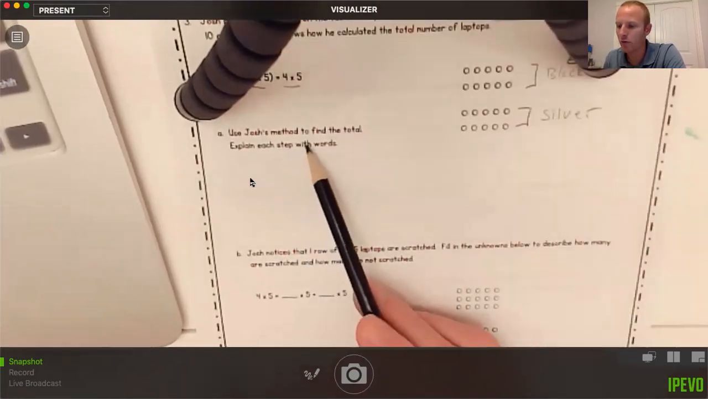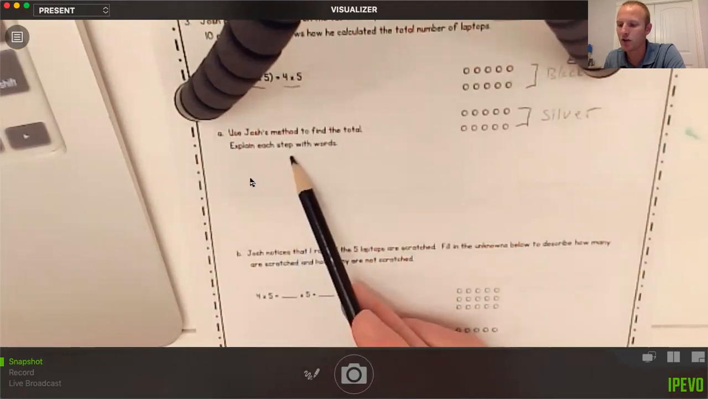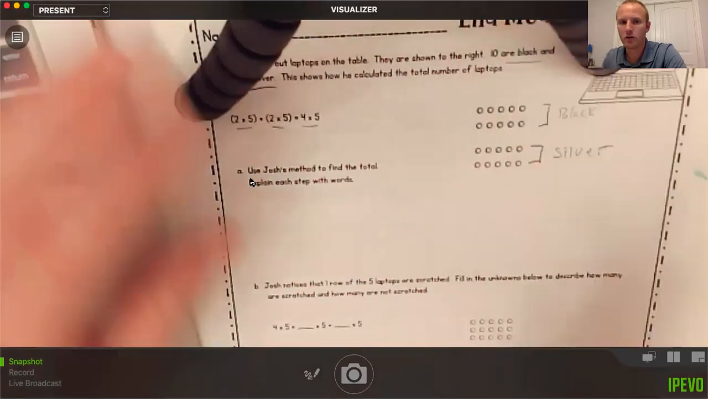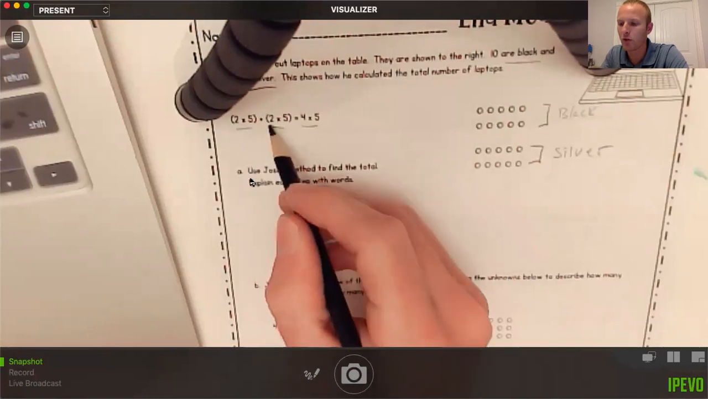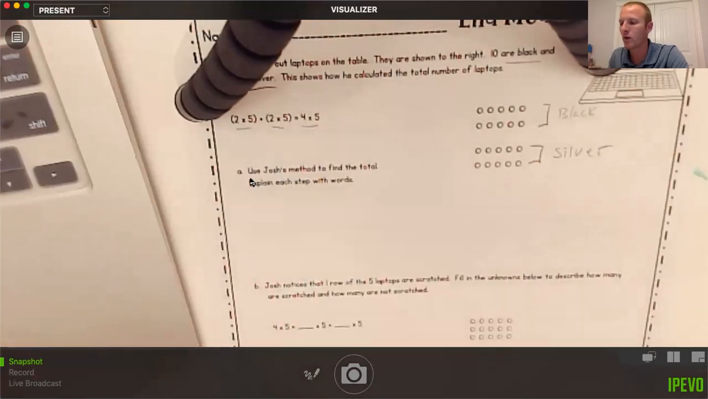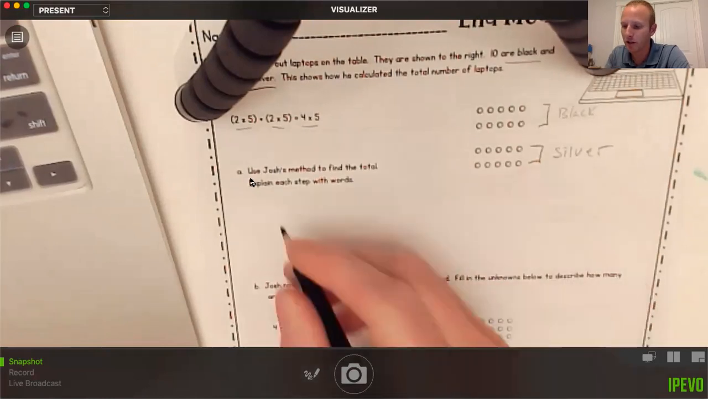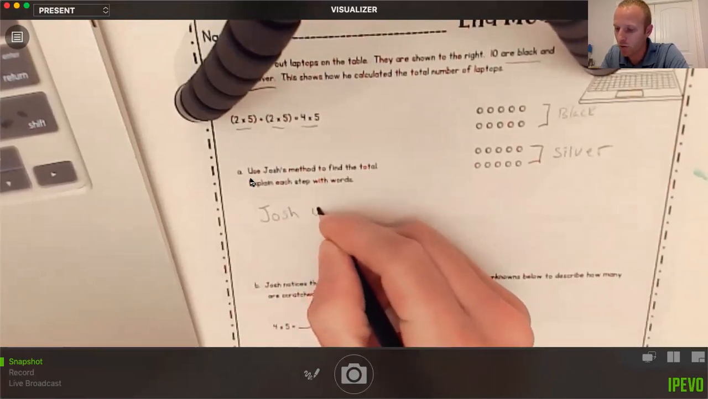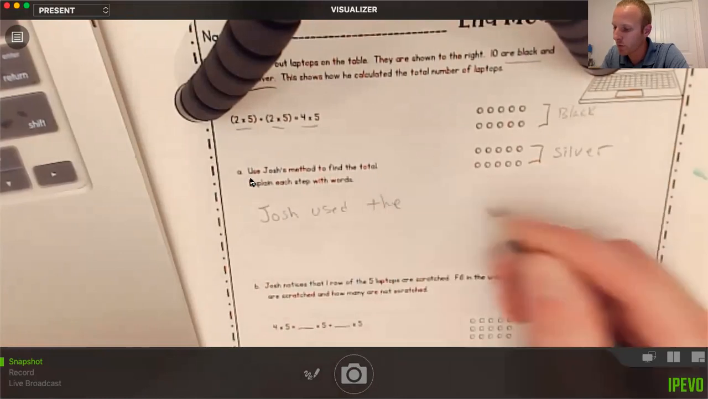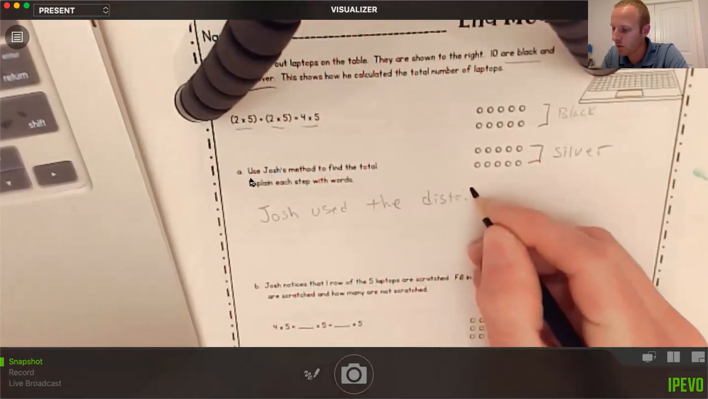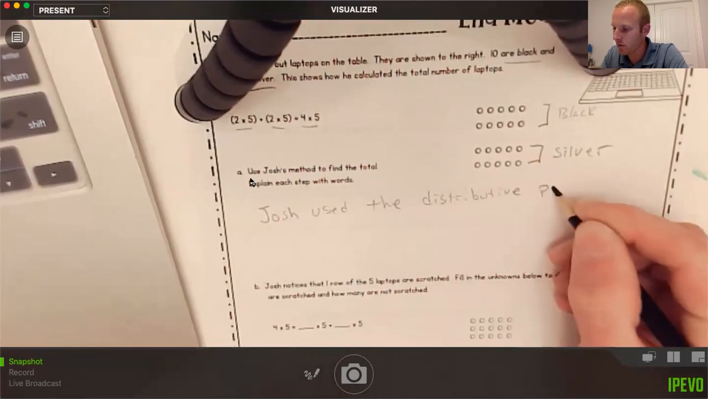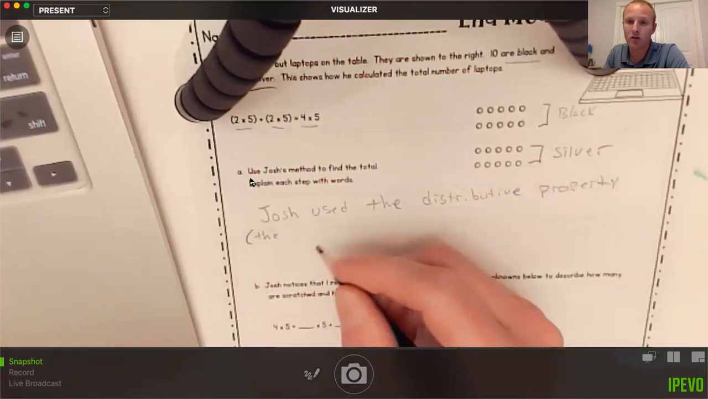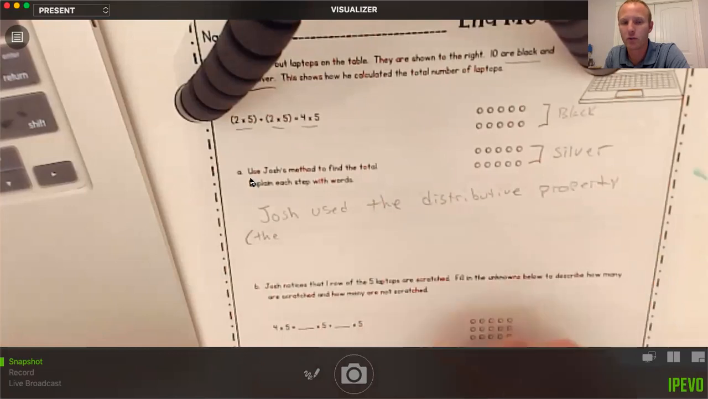Now down here it says, use Josh's method to find out the total, explain each step with words. So his method was to do 2 times 5 plus 2 times 5 is 4 times 5. Right, so we can explain that by saying, if you want to get really technical and really impress Mr. Brunel, Josh used the distributive property. Now I'm going to put in parentheses here the break apart and distribute strategy, because we've also used that term to talk about this strategy.